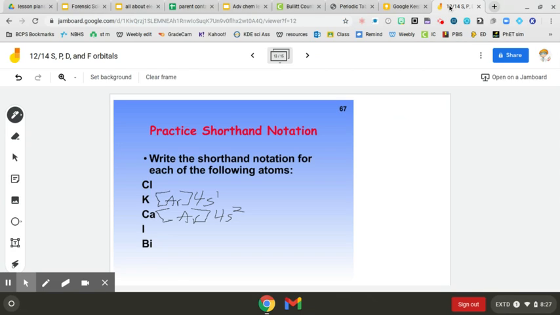So let's write that out. I need mine in front of me here. So brackets Kr. And then below that we've got, sorry, I got to post it on my thing. 5s2. And then 4d10. And 5p5.